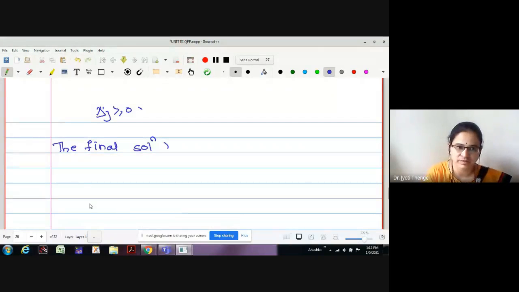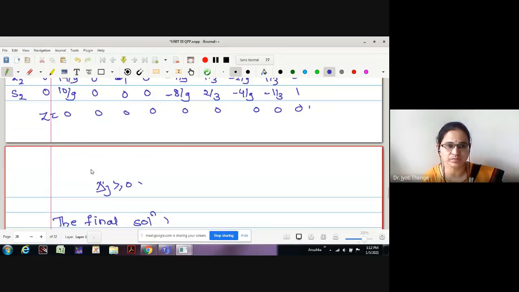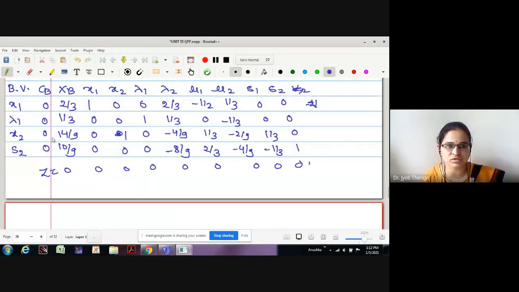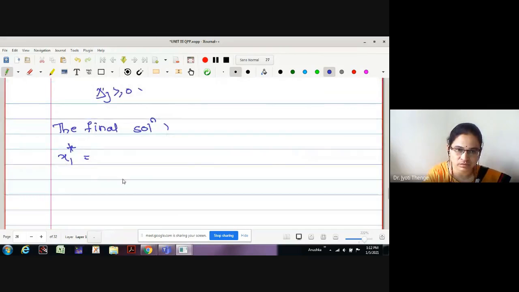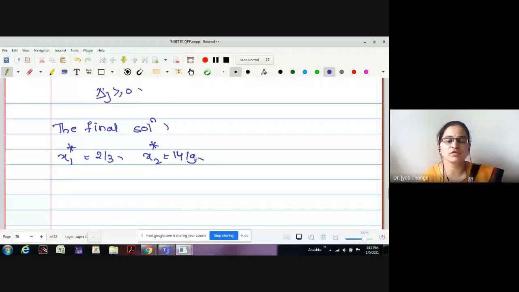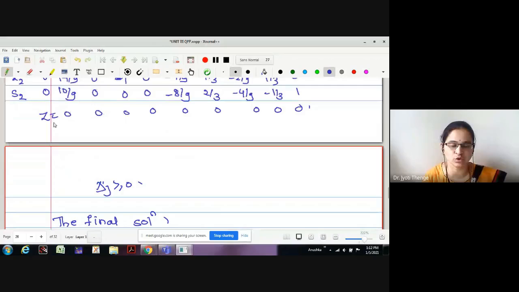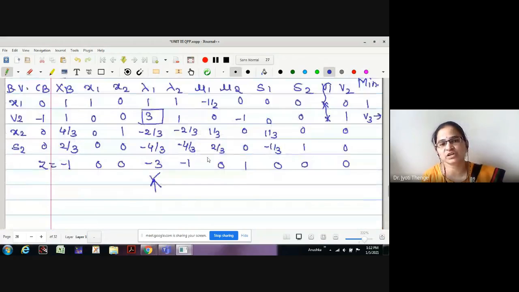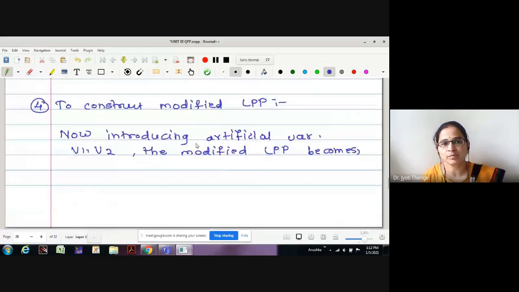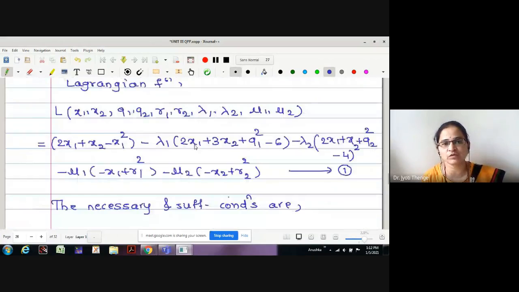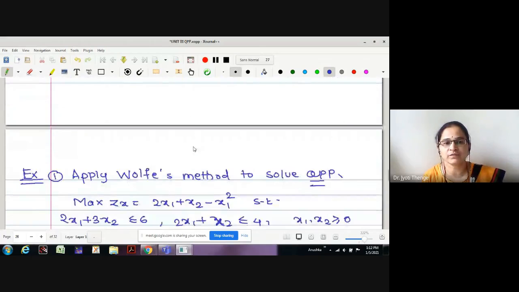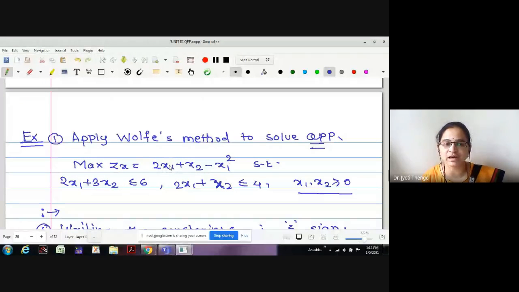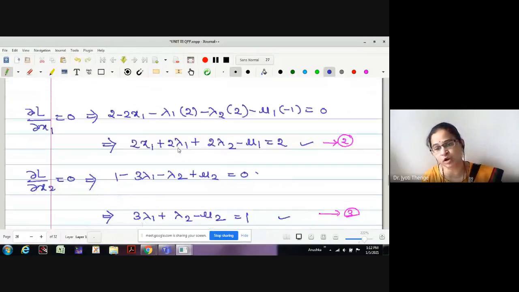Yes, the final solution. X1 star is 2 by 3. X2 star is 14 by 9. The value of the objective function z being 0 is actually the objective function of the linear programming problem. But we want the objective function value of the quadratic programming problem. Therefore, what will we do? We will substitute the values of x1 and x2 in our original objective function.